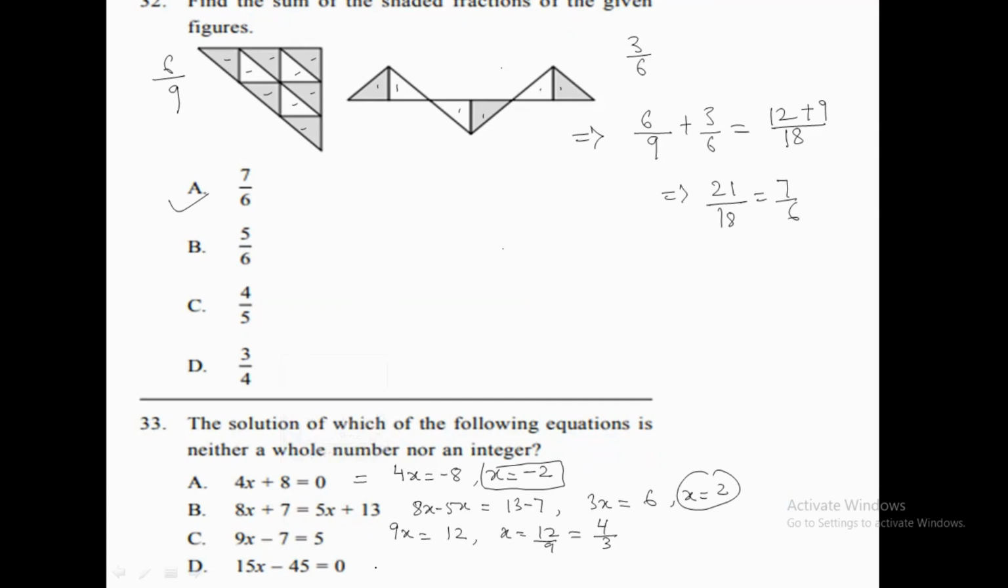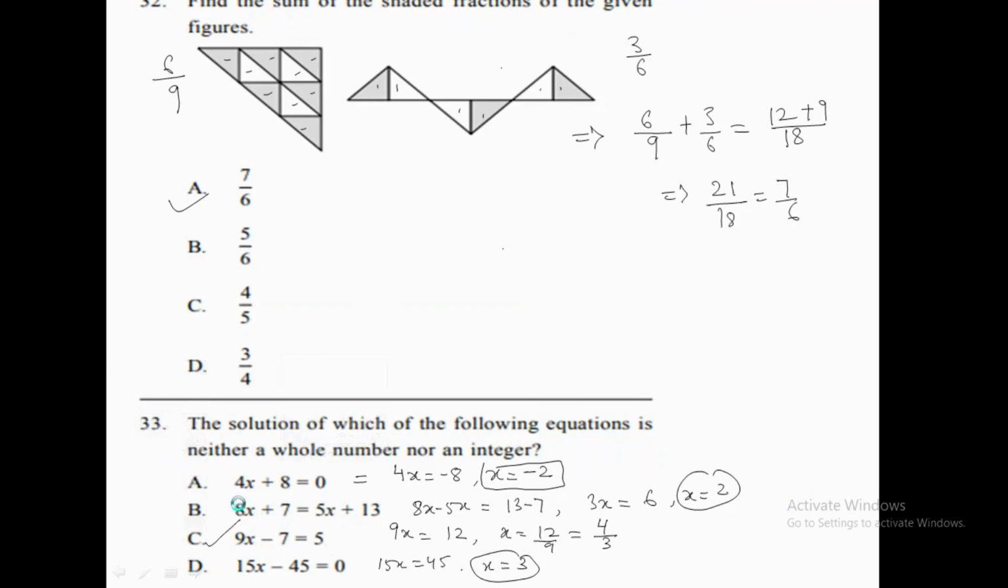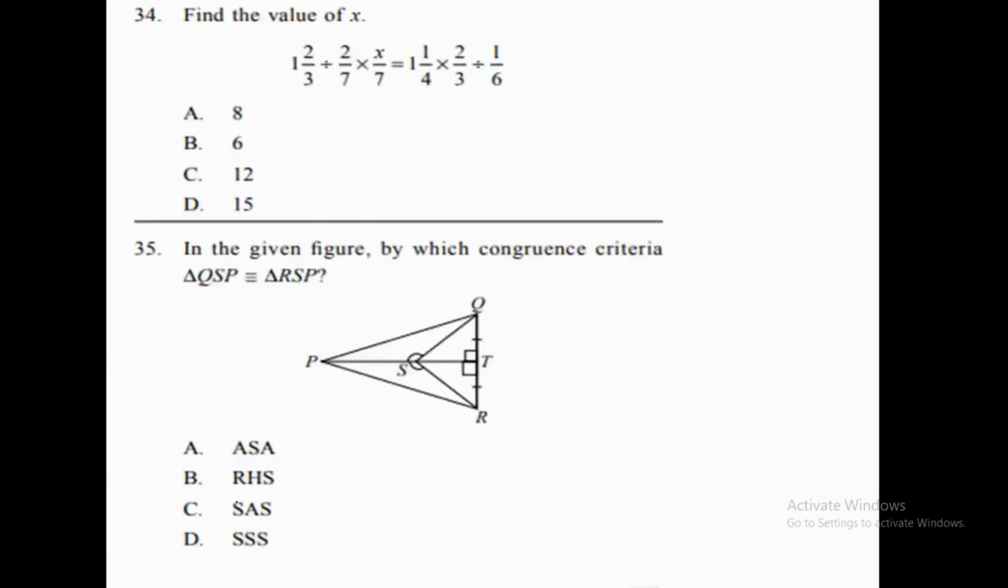And if we are moving towards option number 4, which is 15x is equal to 45. So x is equal to 45 by 15, which is 3. So as you can see over here, option number A, option number B, and option number D are all whole numbers and integers. But option number C is a fractional number, which is a rational number. Okay, so that's why option number C is the correct answer. Now let's move to question number 34.